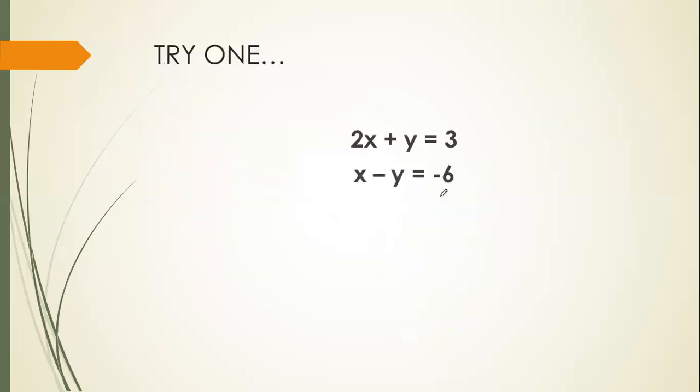All right. So this is me just explaining this. So your turn. You try. So write these down and let's see what you get. And then I'll call on somebody. So 2x plus y equals 3. x minus y equals -6.